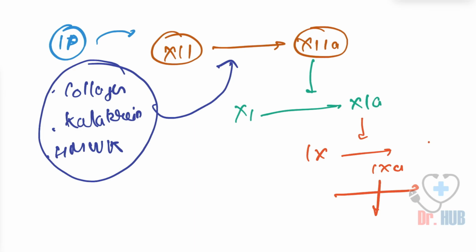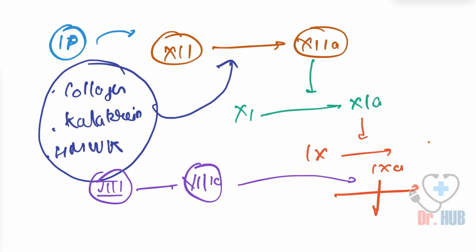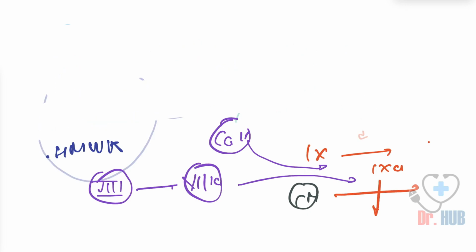On the other hand, we have factor 8, which also plays a role. Factor 8 is converted to factor 8A. Then this 8A adds on to the 9A. And this has an addition of calcium as well. So calcium is added along with this, and it enters the common pathway. And there is also the extrinsic pathway, which adds on to the common pathway.